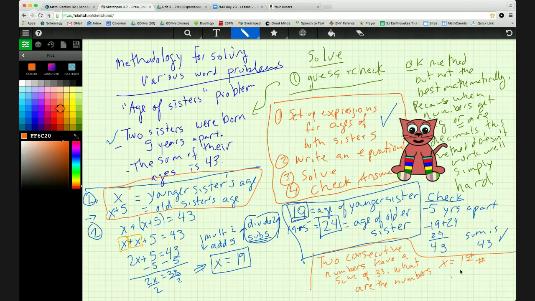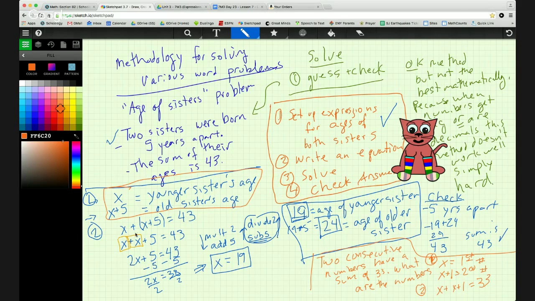And if two numbers are consecutive, then that means they are 1 apart. So what expression would represent a consecutive number that comes right after a number x? Think about it. Well, it would be x plus 1, equals the second number. So x and x plus 1 represent two numbers that are 1 apart. That's our step 1. And our step 2 is write an equation. So we end up with x plus 1 equals 33.